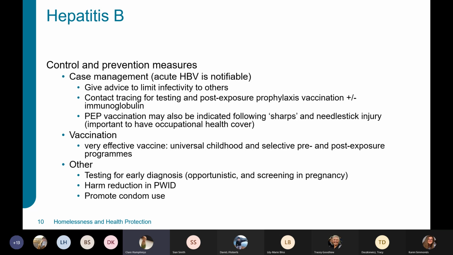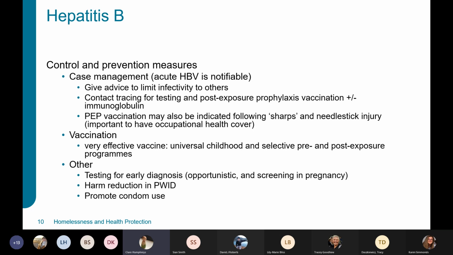This could be household contacts or sexual contacts, and those who share syringe and drug taking equipment. And there's post-exposure prophylactic vaccination following sharps or needle stick injury. And one thing to flag here that we've come across as health protection teams, that quite often there's limited occupational health cover in homeless hostels, and it's really important to have this cover to help if there are any exposure incidents.